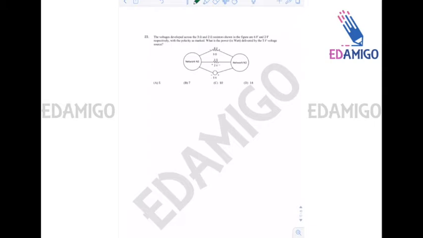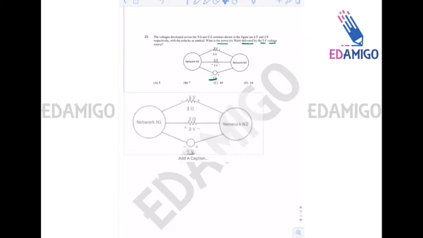A very simple question, and we have already seen the concept of this question earlier. Okay, so we have to find the power delivered by the 5 volt source. Okay, so this source. So first of all, let me copy it, paste it.